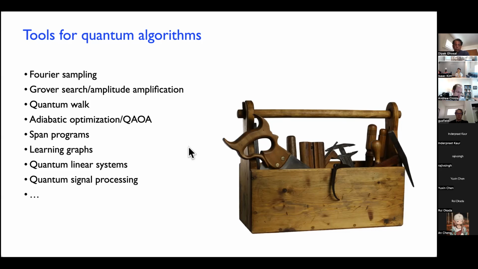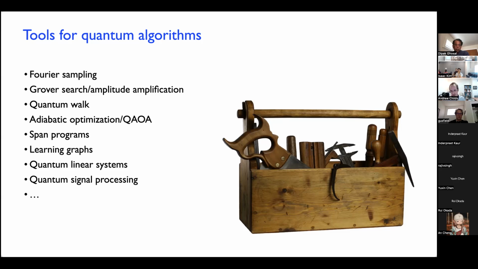There are tools like, for example, Fourier sampling, which is the workhorse of Shor's factoring algorithm. There are ideas like Grover's search algorithm and quantum walks on graphs that have been applied to many, many different kinds of problems. There are some other techniques that are listed here, not all of which I'll go through.